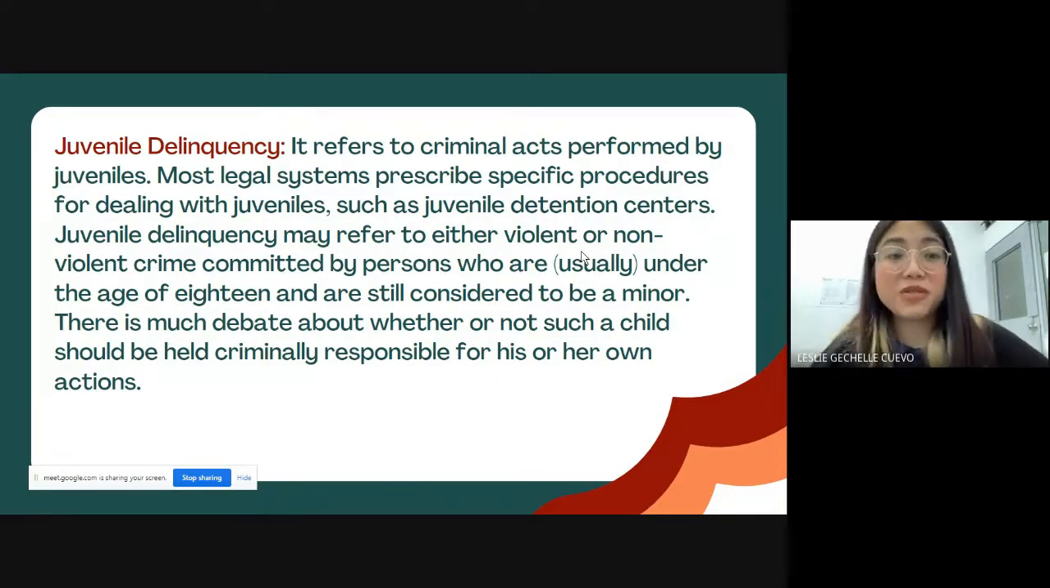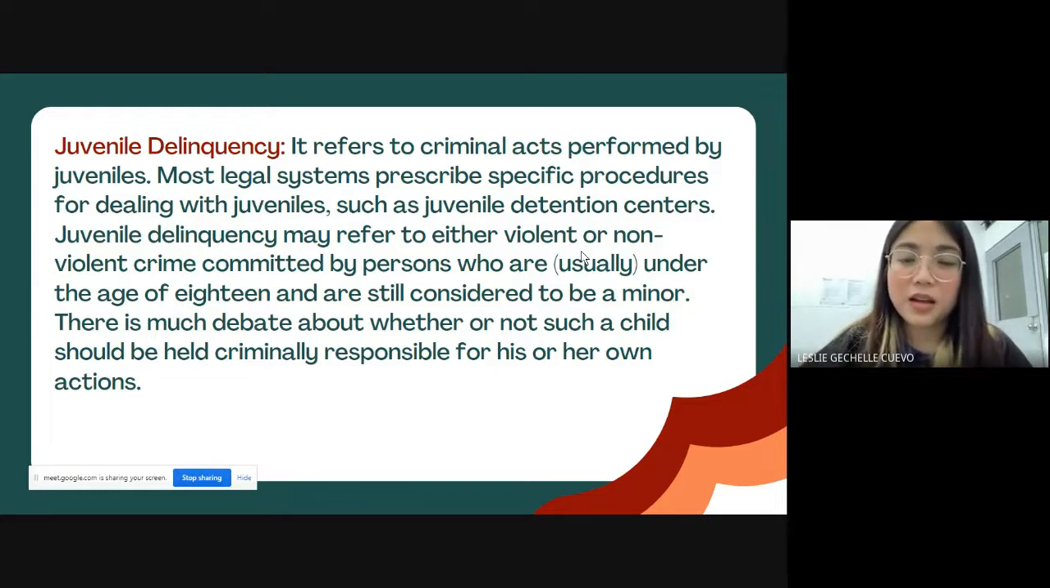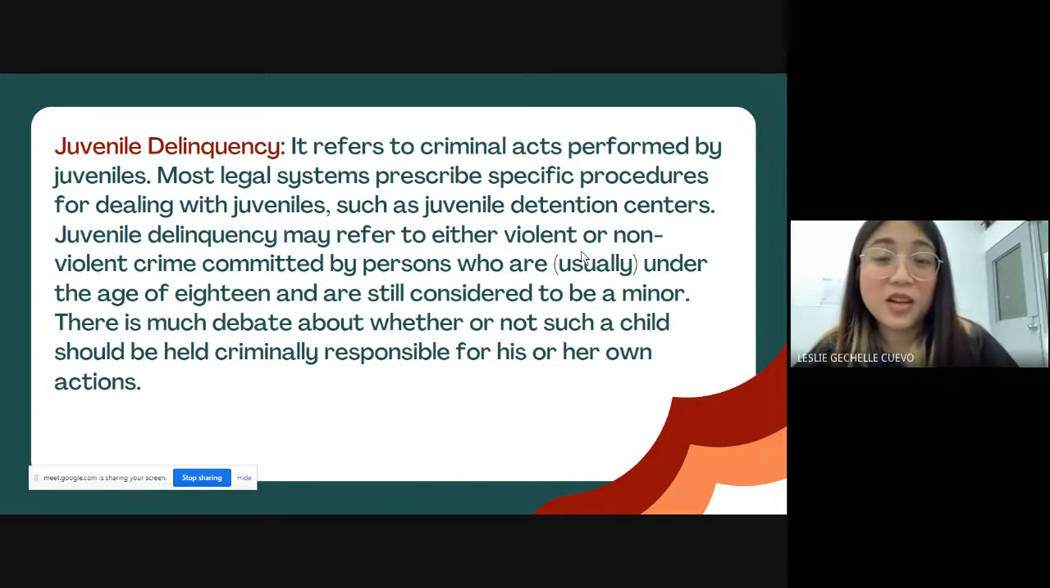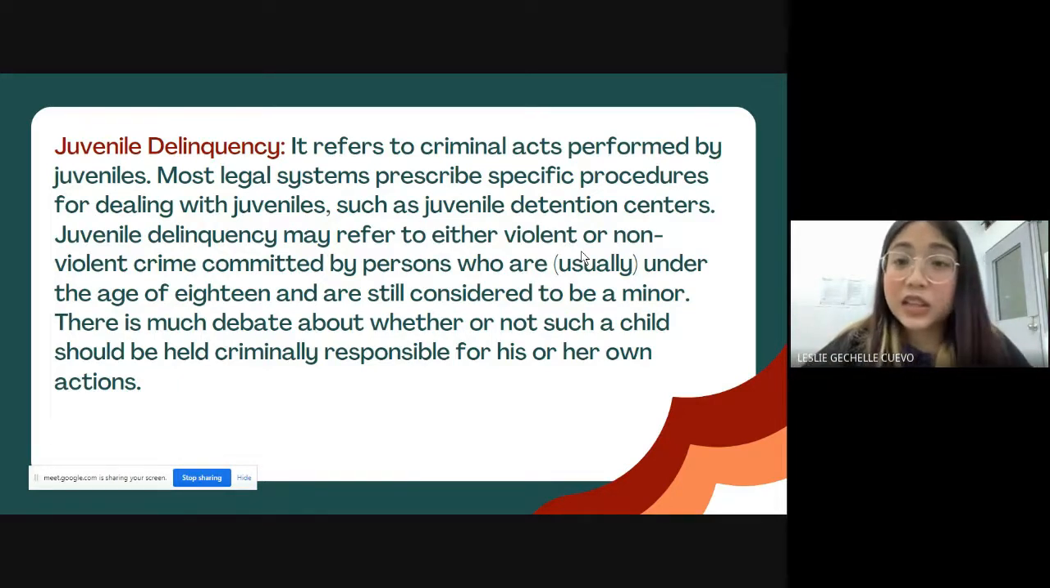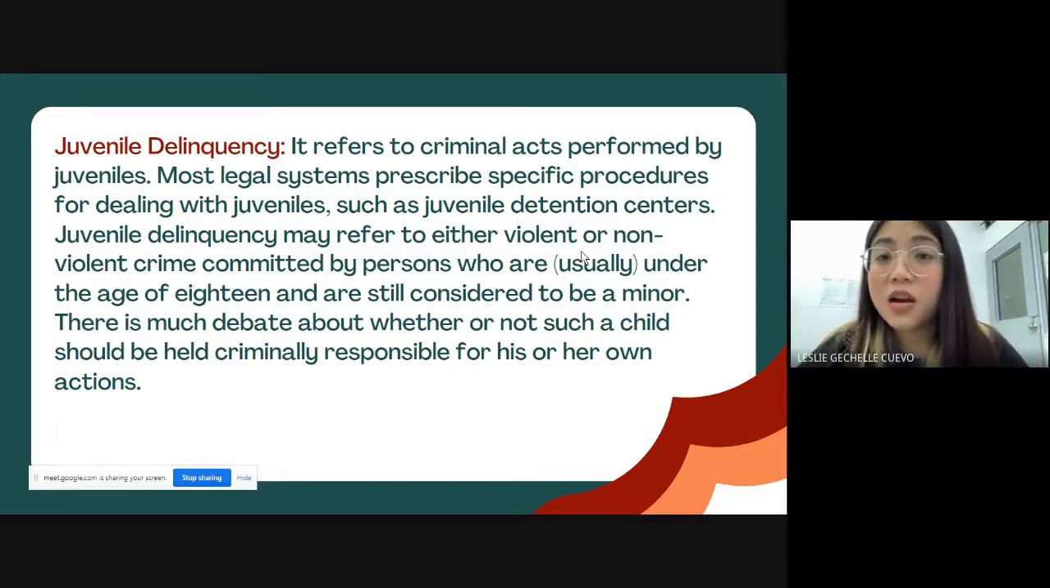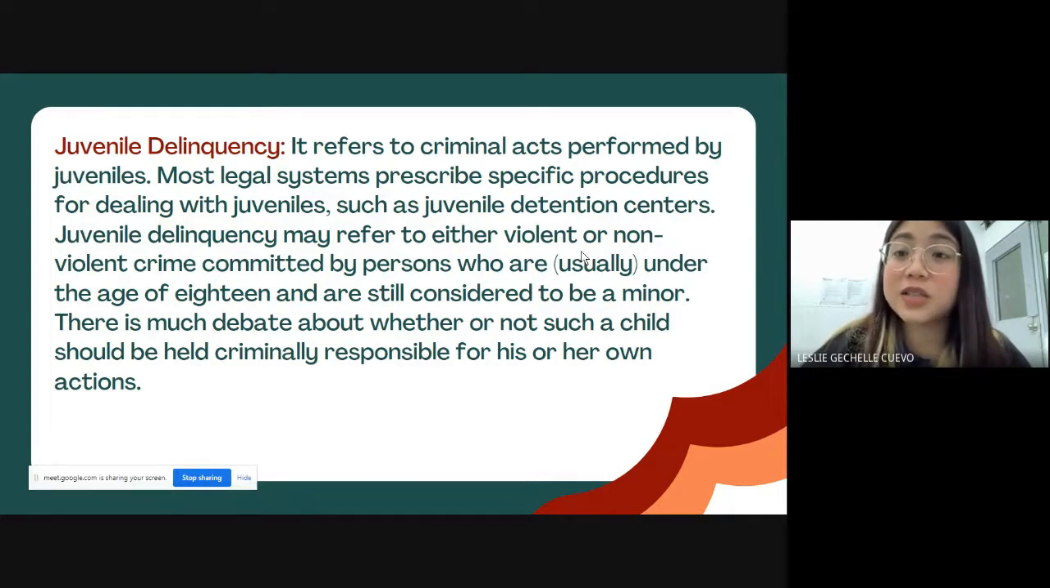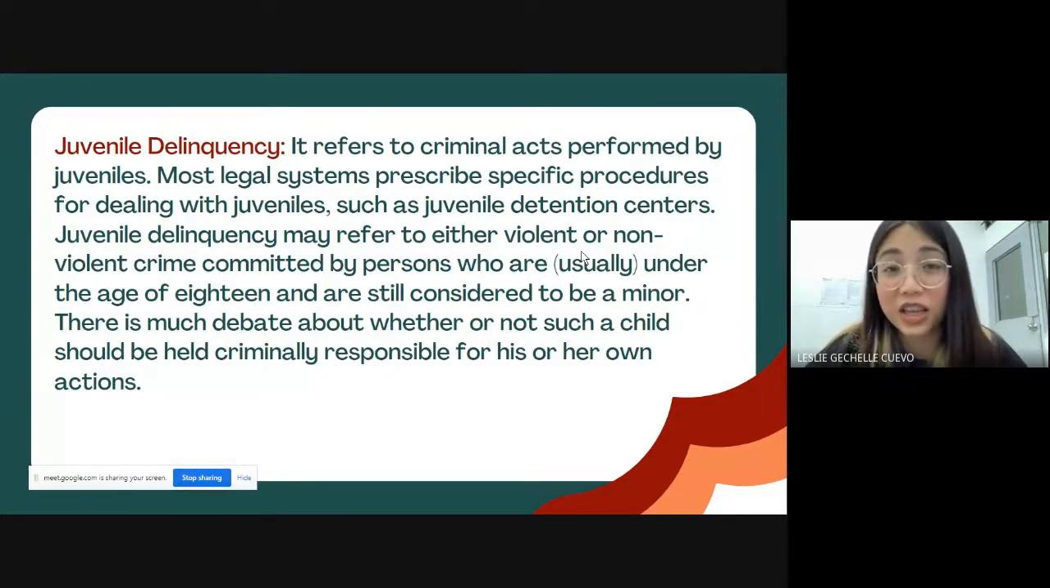Iba ang pagproseso natin sa mga bata na nakagawa ng krimen at iba rin yung proseso kapag matanda ang gumawa ng krimen. Iba, magkaiba sila. So juvenile delinquency may refer to either violent or non-violent crime committed by persons who are under the age of 18 and are still considered to be a minor. Kasi dito sa Pilipinas, ang age of majority natin 18. Kaya pag below 18, o di minor ka. Kasi nga, wala ka pa sa age of majority.